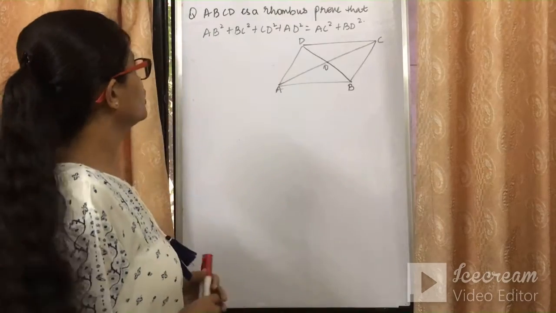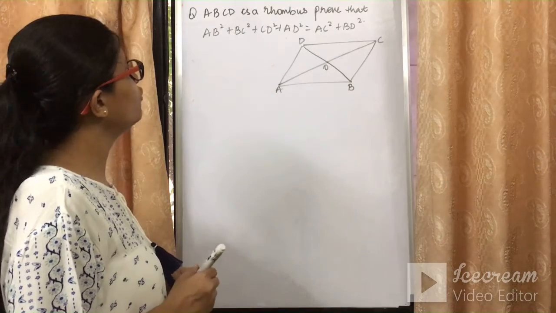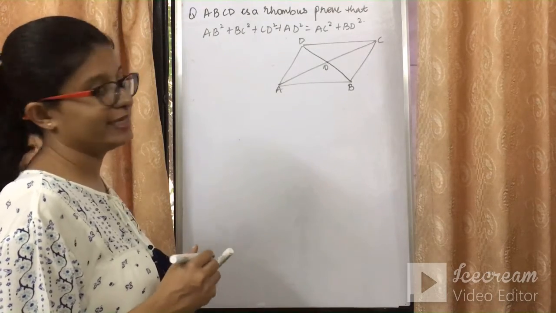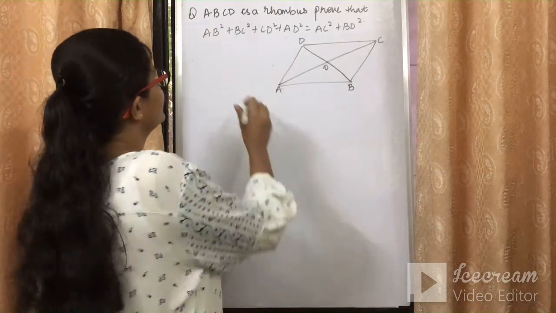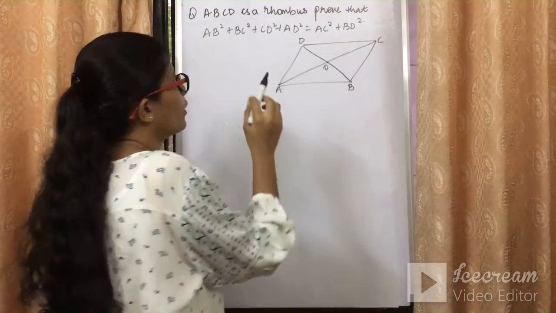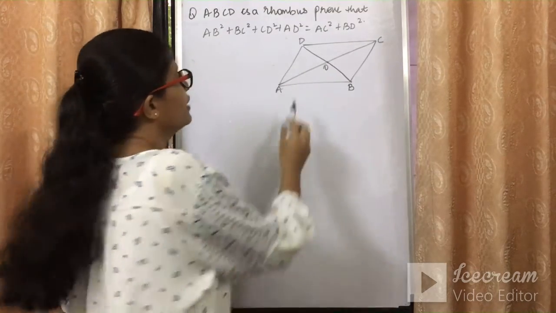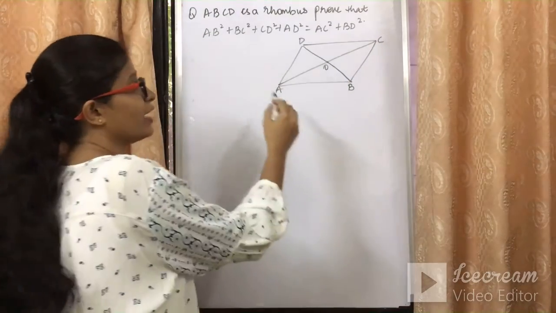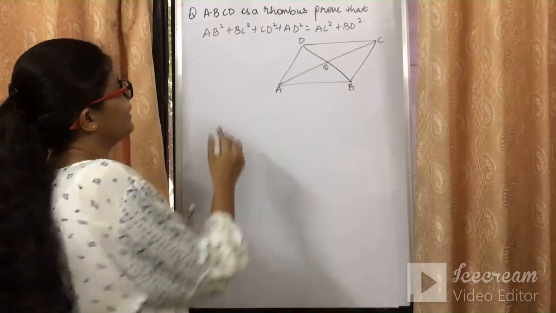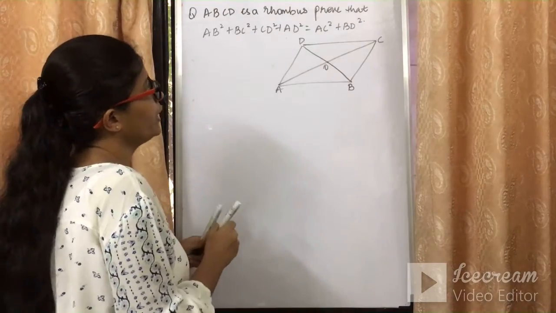Let's have a look onto this question. ABCD is a rhombus. Prove that AB square plus BC square plus CD square plus AD square is equals to AC square plus BD square. Isn't it? You can make out these are the sum of the sides of square. AB square, BC square, CD square, AD square. सभी का sum है.